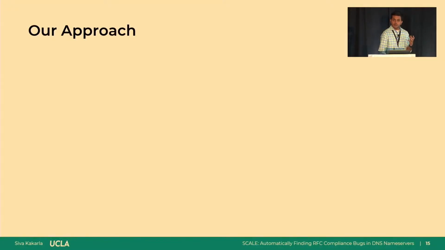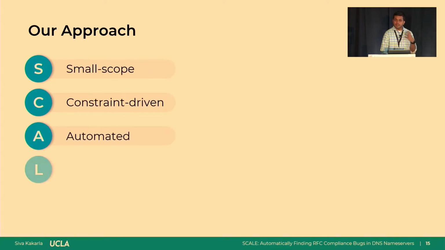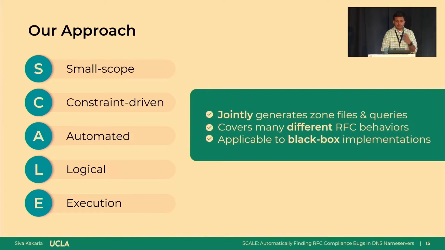Our approach to automated testing of DNS nameservers for RFC compliance is called SCALE, which stands for Small Scope, Constraint-driven, Automated Logical Execution. The SCALE approach jointly generates zone files and the corresponding queries, does so in a way that is targeted towards covering many different RFC behaviors, and is applicable to black box DNS implementations.